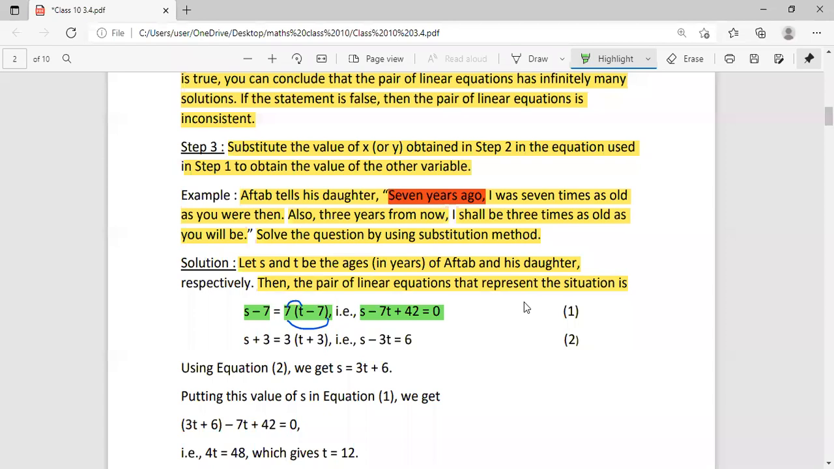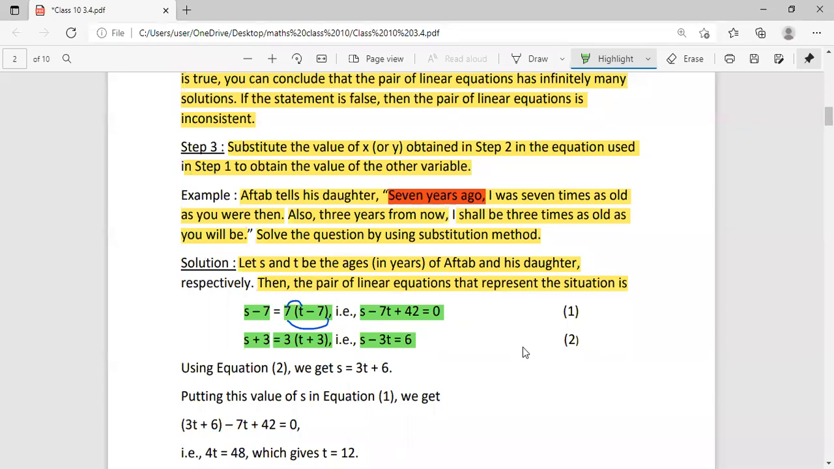See, what is the next information given to you? Also, 3 years from now, which means if the present age is S, S plus 3 is equal to, he says, 3 times his daughter's age. That is 3 into T plus 3. Right. So we can form another equation as S minus 3T is equal to 6. That is equation 2. Now you have got 2 equations and we have to use the substitution method.